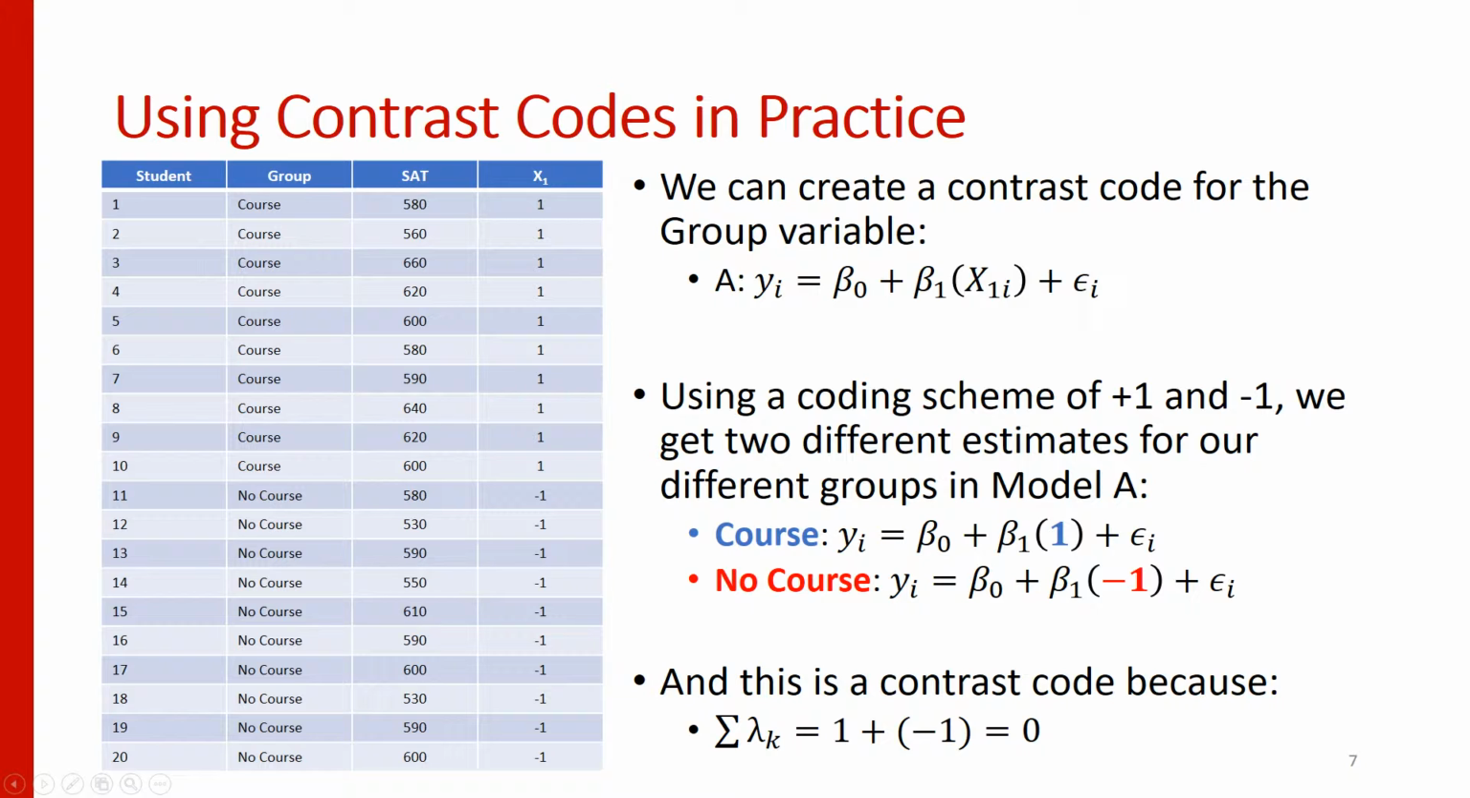So we're going to create a new variable, we'll call that x1, in which we apply the different levels of our code based on which group you're in. So in this case, if I have lambda for people who took the course, that's +1. Lambda for people who didn't take the course, that's -1. And then I apply those values for everyone who took the course and for everyone who didn't take the course.